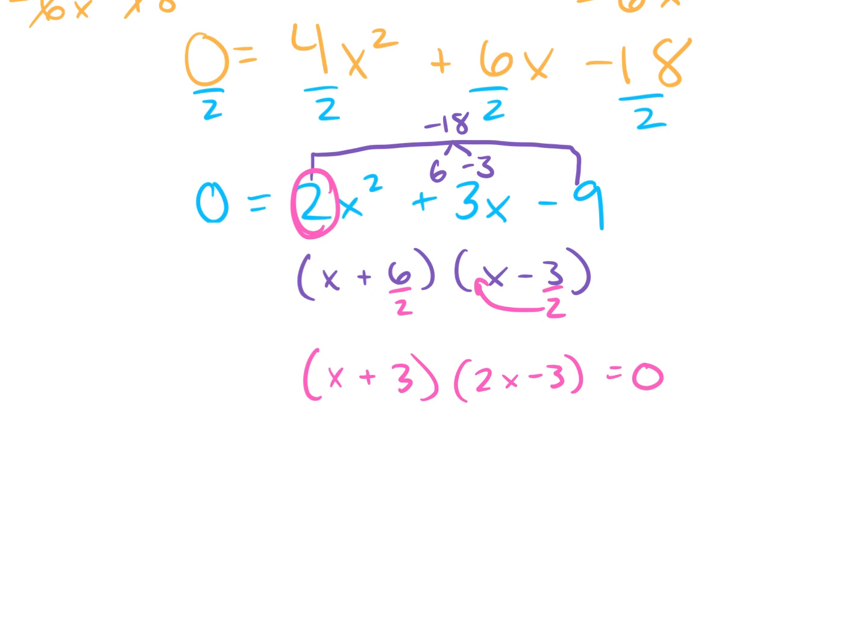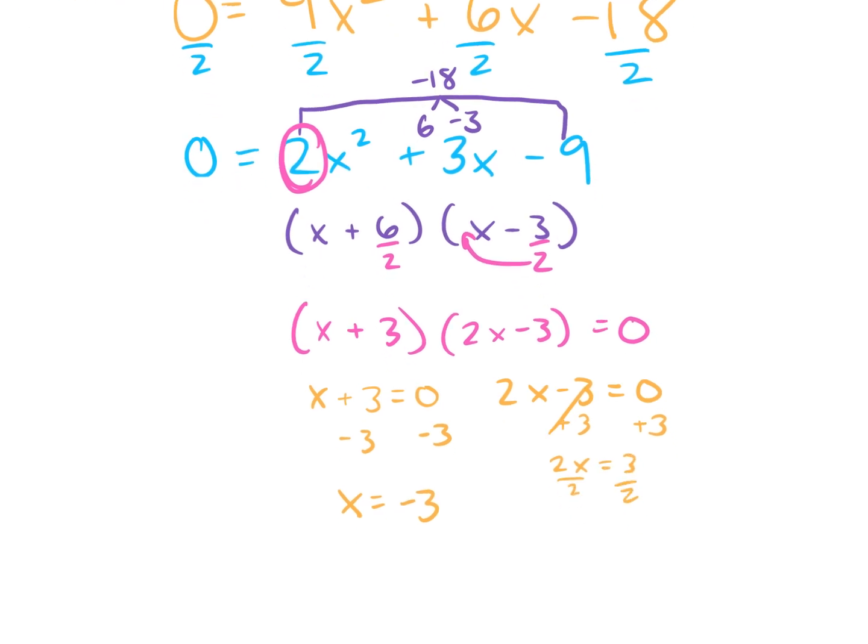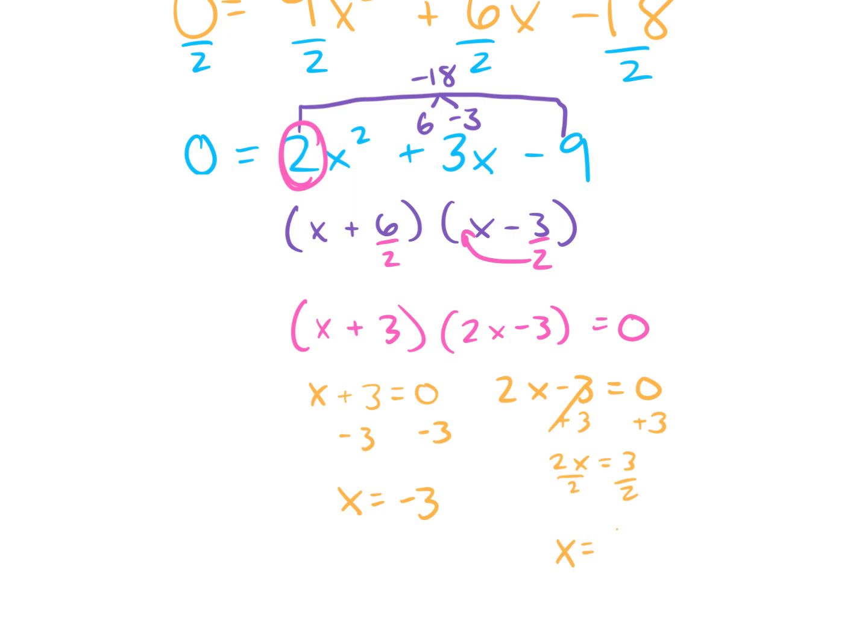What would I do next? Make them both equal to 0. So x plus 3 is equal to 0. 2x minus 3 is equal to 0. And we just solve both for x. So x is equal to negative 3. For the second one, we have to add 3 to both sides and divide by 2. So x is equal to 3 over 2.